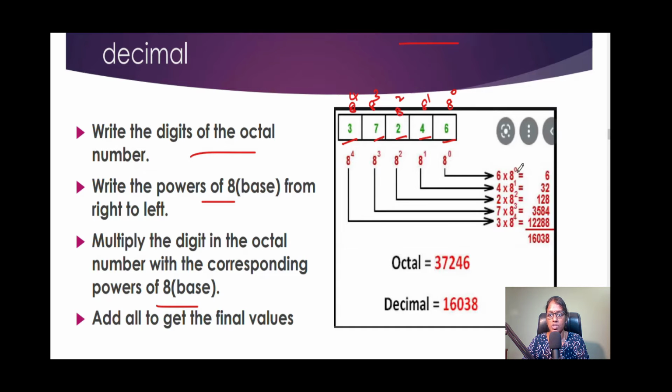8 to the power 0 is 1, 1 times 6 is 6, 8 times 4 is 32, 64 times 2 is 128. In the same way we get 8 to the power 3 and 8 to the power 4. Then add all the values. So this is its equivalent decimal value. This one is the equivalent octal value.